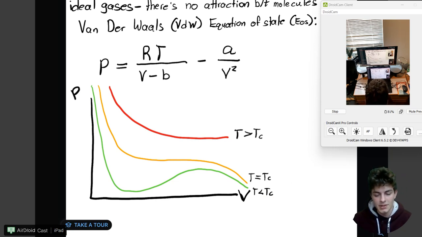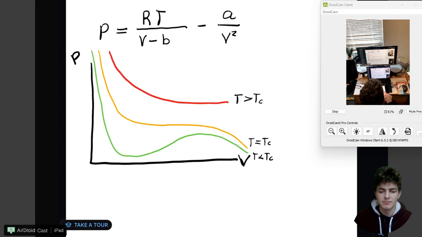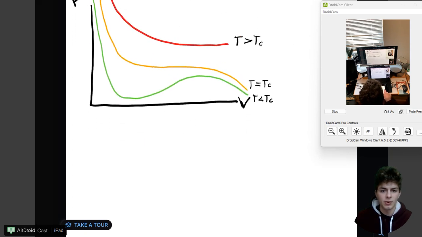Now, we're going to talk a lot more about the green one in my next video, in which we'll go a little bit more into the Maxwell equal area construction, and we'll add a couple more coefficients to our van der Waals equation. But for now, we are just going to talk about the orange isotherm, or the one where the temperature is held constant at the critical temperature. So what is the critical temperature, the critical point, for a substance?